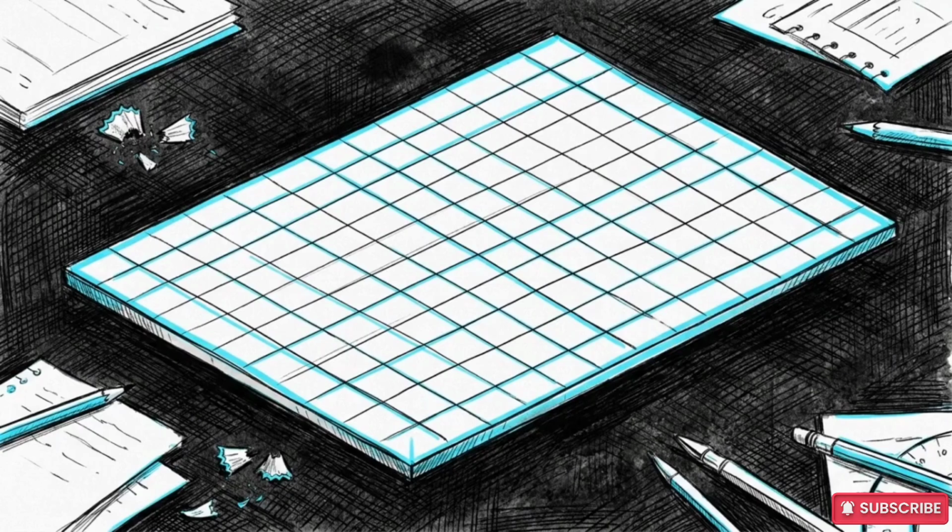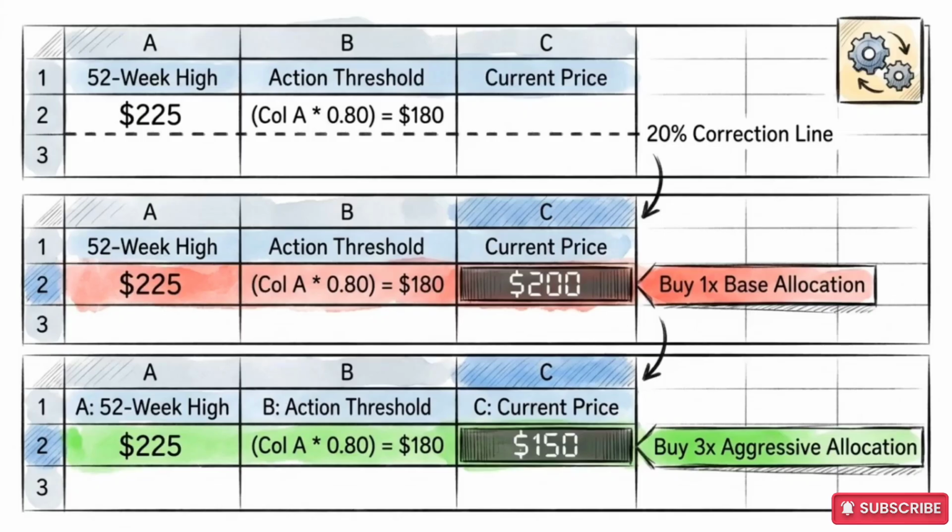Now we will build the spreadsheet that automates your buying behavior and removes the influence of market hype. In column A, track the stock's highest price point over the trailing 52 weeks. This provides a constant anchor for the current market peak. Column B is your action threshold. You multiply the 52-week high by 0.80. This level represents a 20% drop from the top.